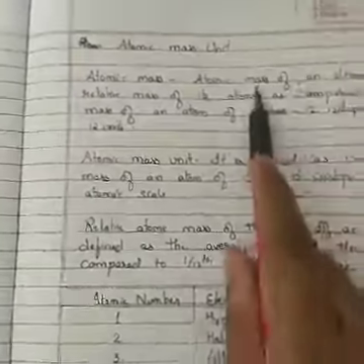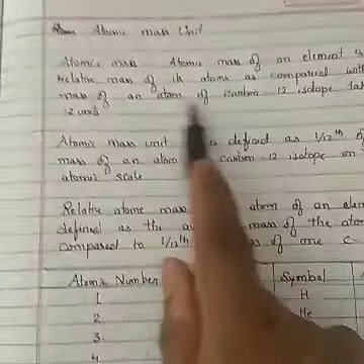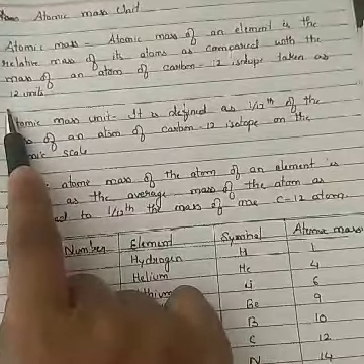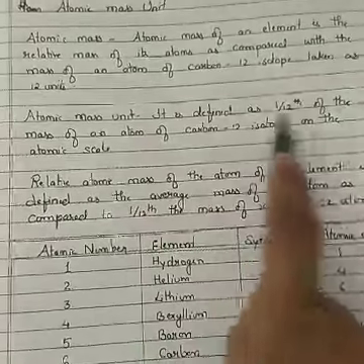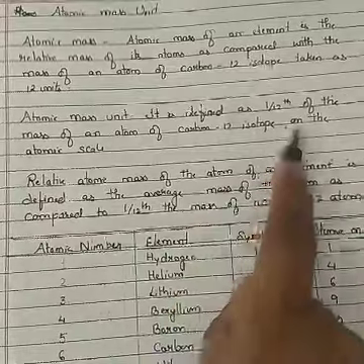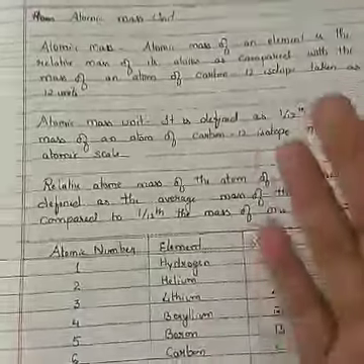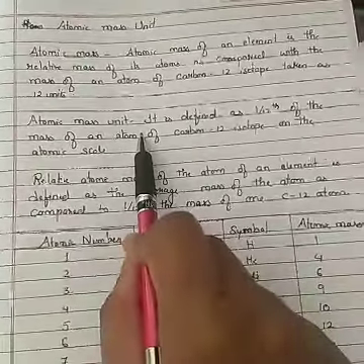Again I am repeating, atomic mass of an element is the relative mass of its atom as compared with the mass of an atom of C12 isotope taken as 12 units. Now what is atomic mass unit? It is defined as 1/12 mass of an atom of C12 isotope on atomic scale. Means you take carbon with the atomic mass 12, its 1/12 part, and compare the mass of the other atom with that. That is atomic mass unit.